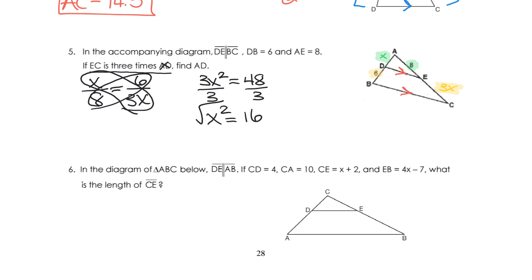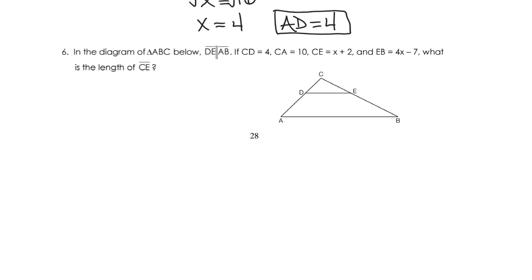Then we'll go ahead and square root, because a square root and a square cancel each other out. They're opposites of each other, and x comes out to equal 4. Since they wanted to know what AD's length was, and AD is x, then AD is 4. If they asked about EC, I would tell them 3 times 4, which is 12. All right, one last one.